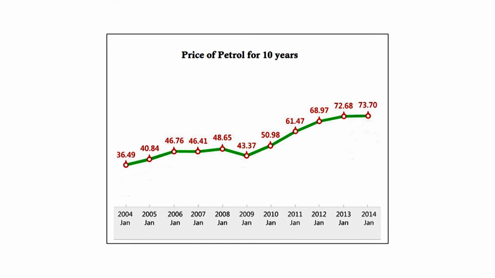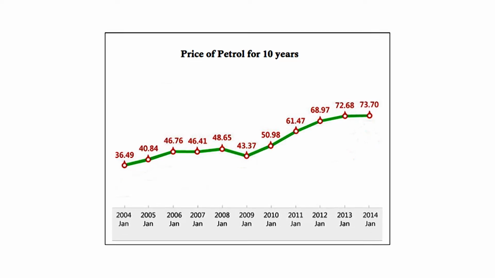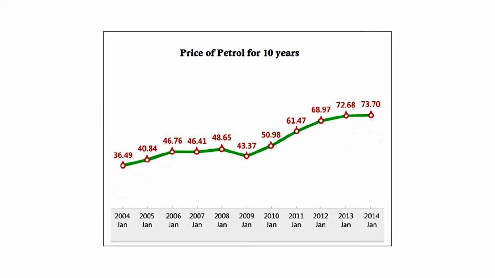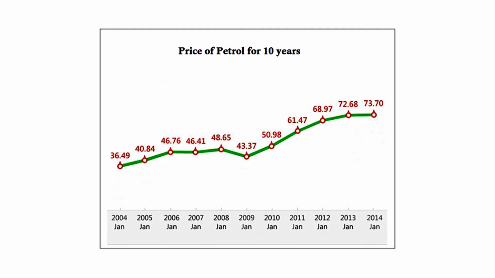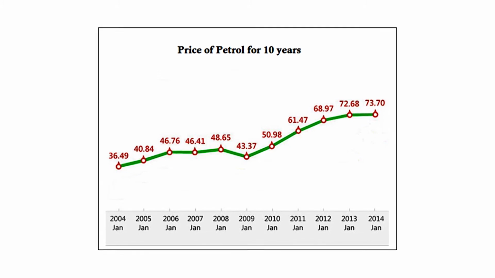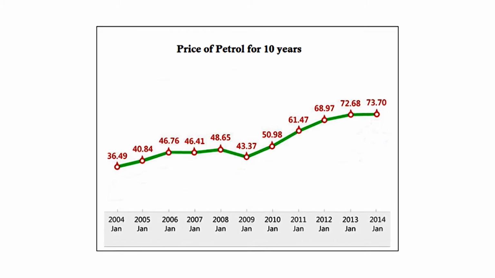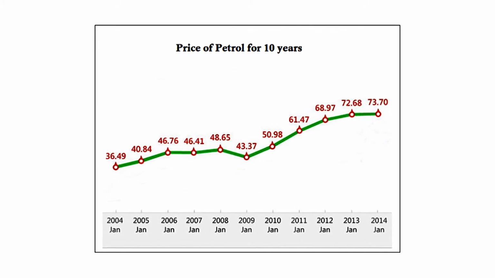Such values behaving like maximum values in small intervals are called local maximum. Analogously, we can define local minimum. In fact, 43.37 attained in the year 2009 is a local minimum.